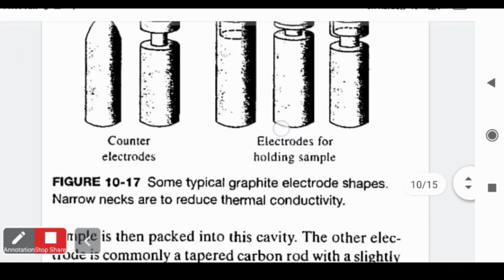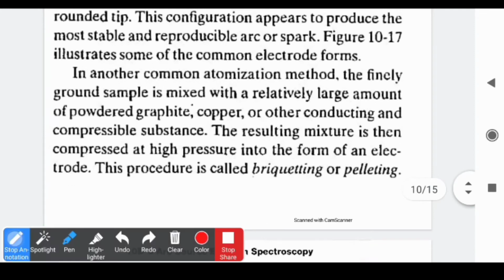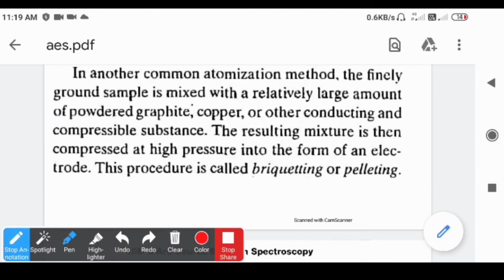Then another method is there in which we can use sample powder. So the first step in this is that the given sample is ground into a fine powder. Then that powdered sample is mixed with graphite, copper or other conducting element, and then it's compressed into an electrical rod. Okay, that process is called the pelleting process. So this is the second process.